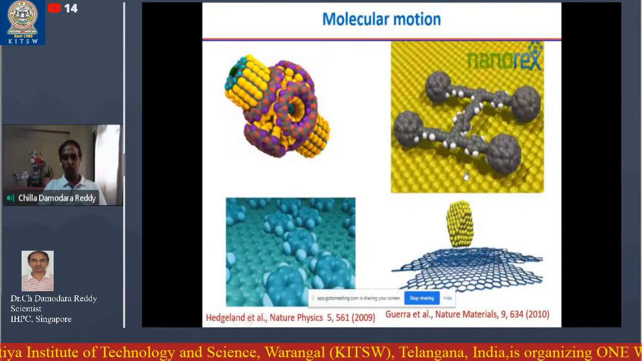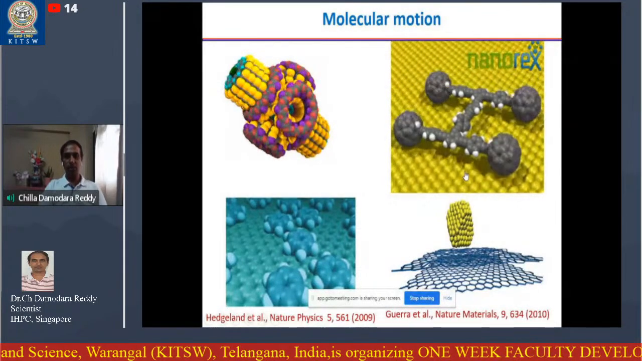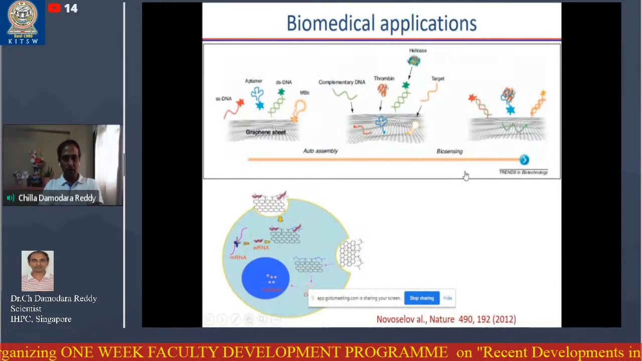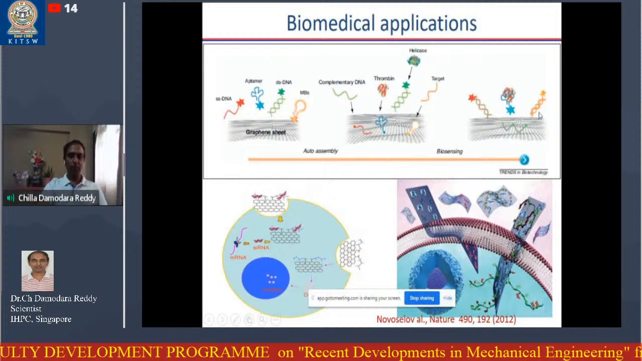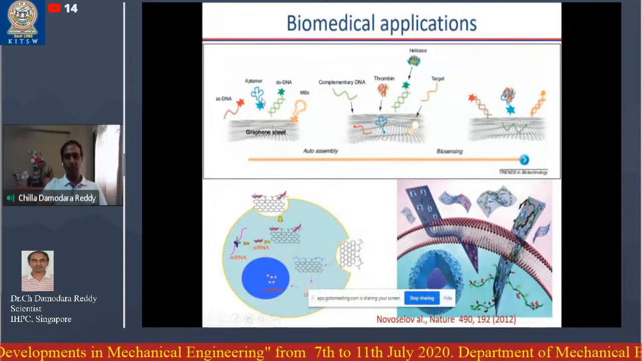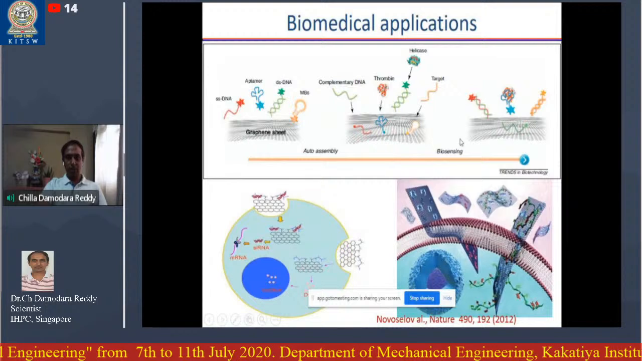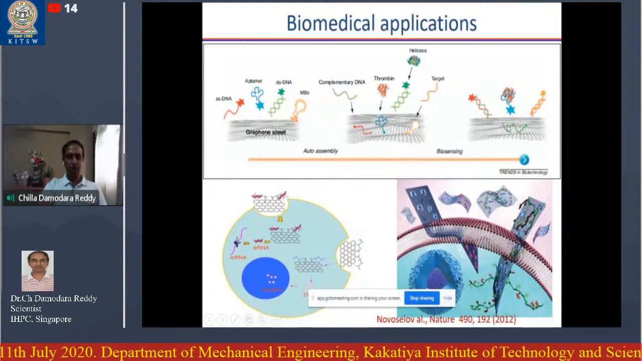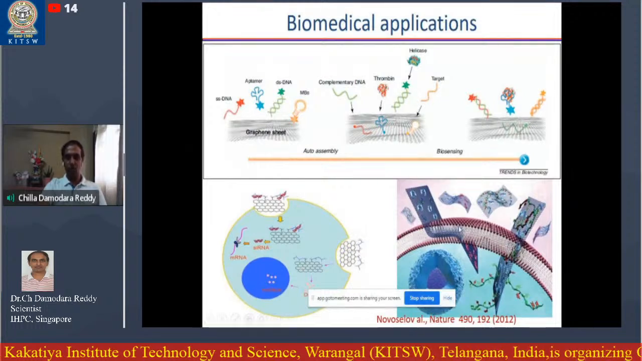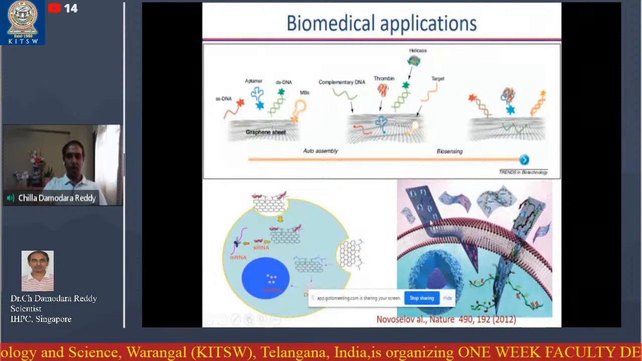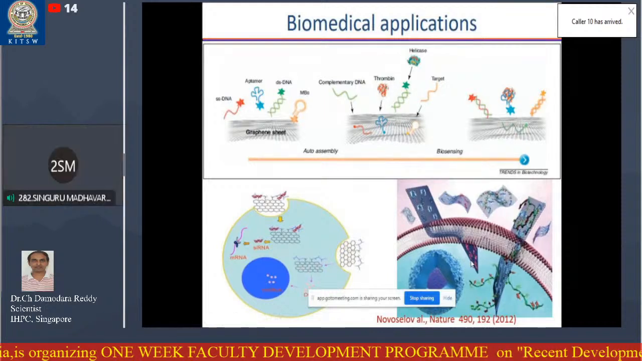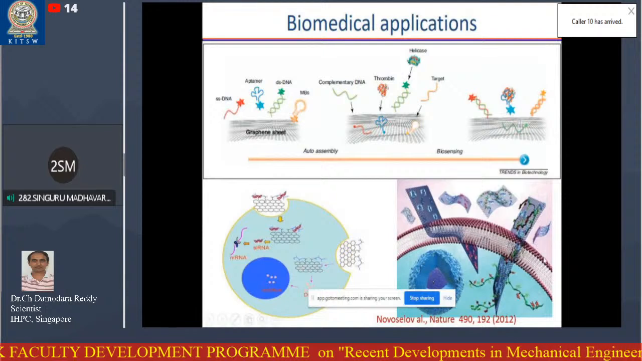There is a lot of work going on in this area also, but I'm not touching much on this topic. As I previously told you, the drug can be stuck to the graphene sheet by using some chemical functionalization. Then this drug-coated sheet can be used for biosensing applications, or you can inject it into the body so that it carries the drugs to a particular location. Then you can release the drug in a controlled manner by using some electricity. So that is also a very active area.